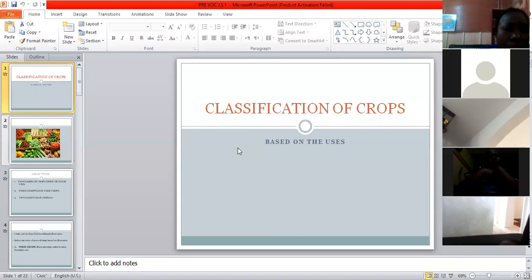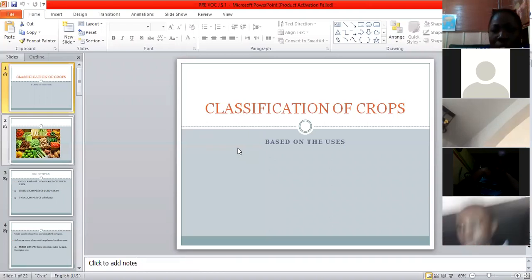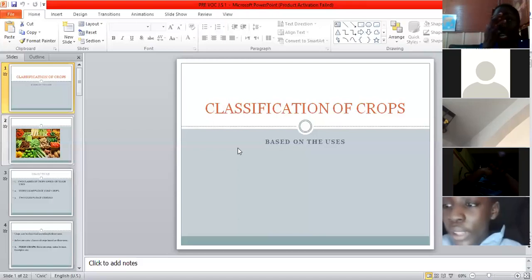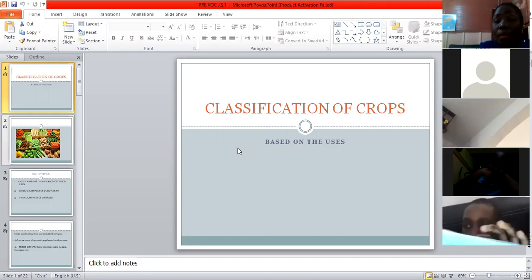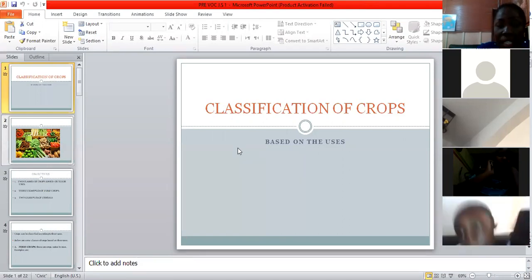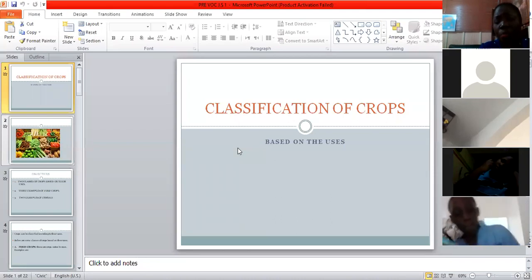Then the third group is perennial crops. Perennial crops are also called permanent crops, or tree crops. This can spend up to 10 years. Some of them spend more than that, like your oil palm tree, orange tree, mango tree, cocoa, rubber, timber, kola nut. They spend a long period of time before they die. So some of these perennial crops can also spend up to 20, 25 years.